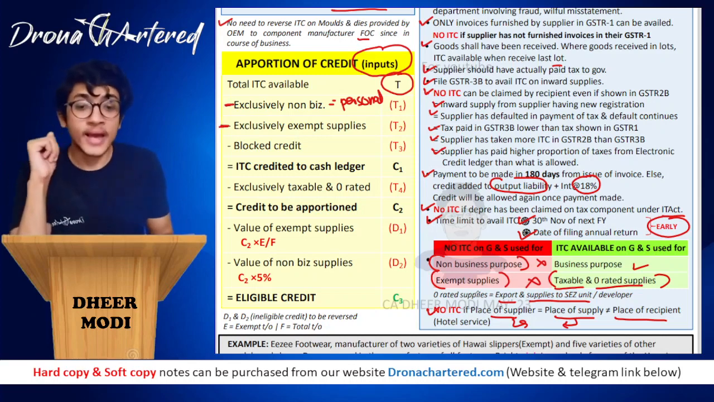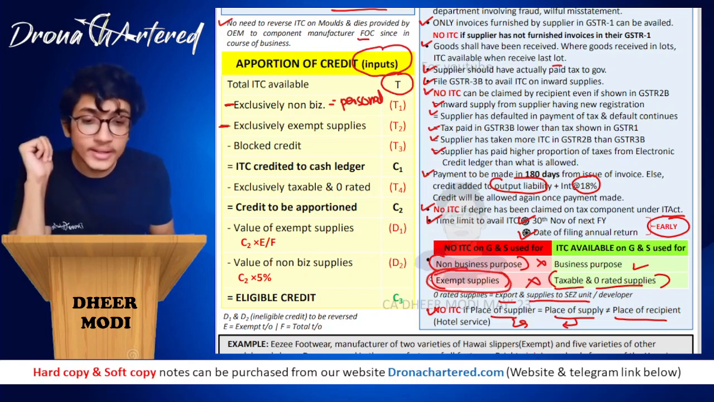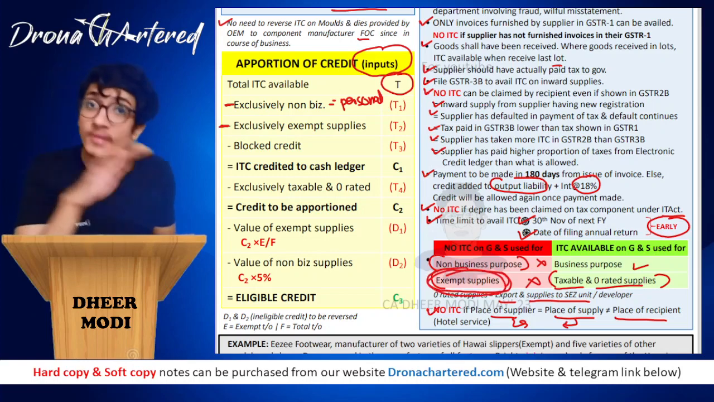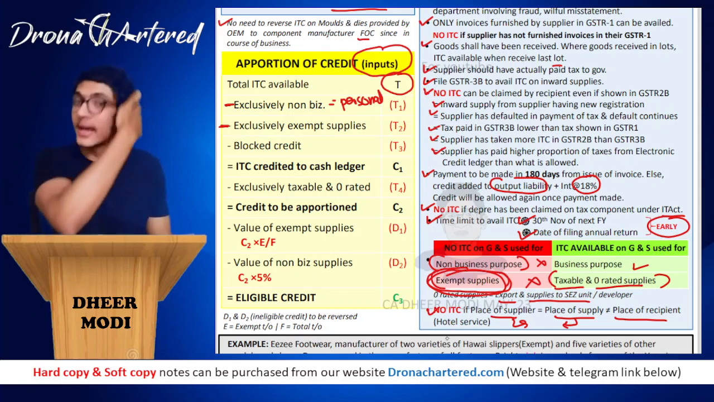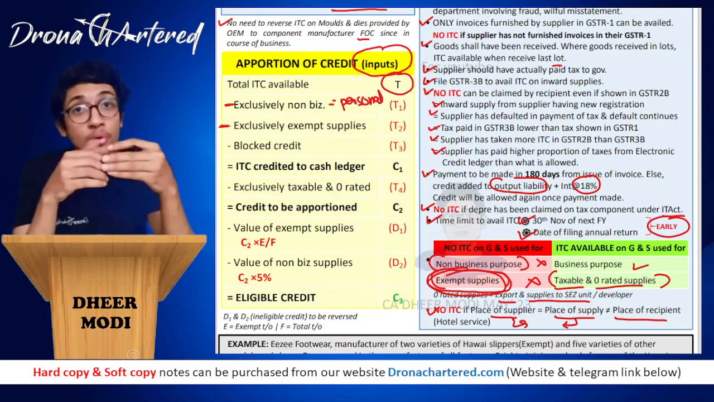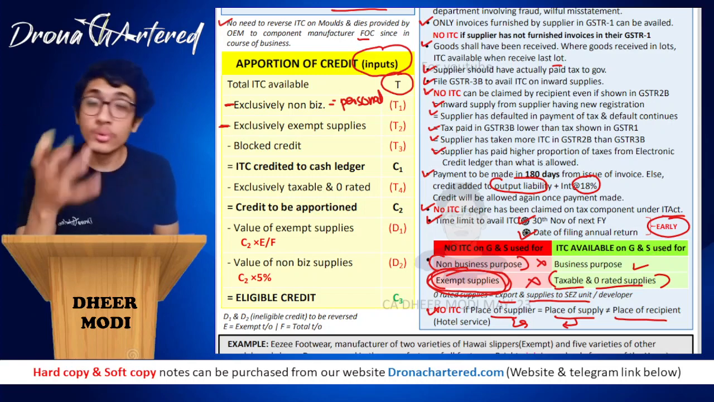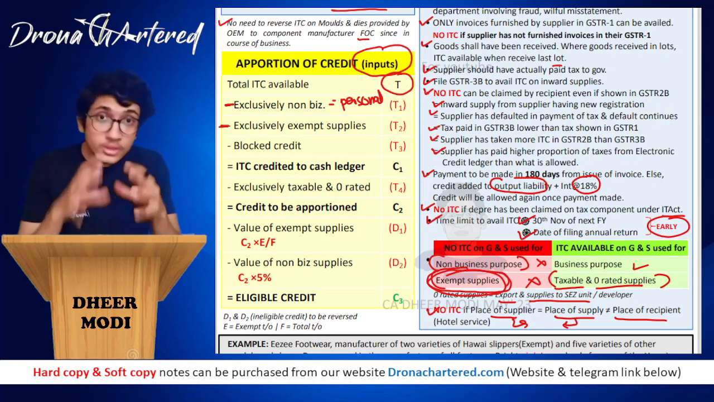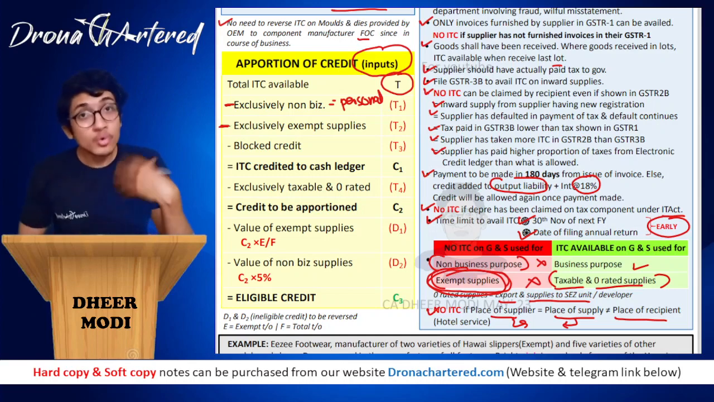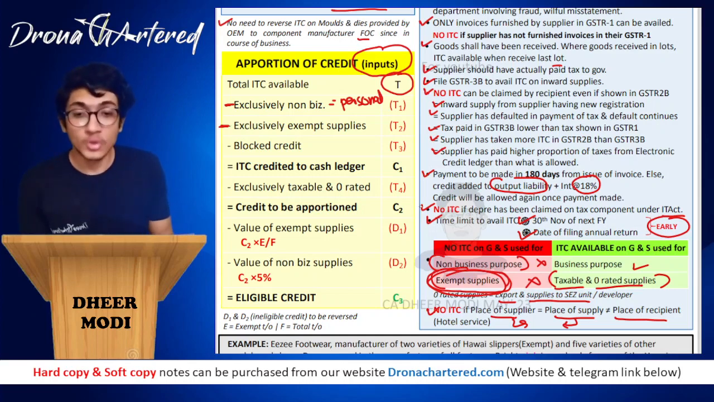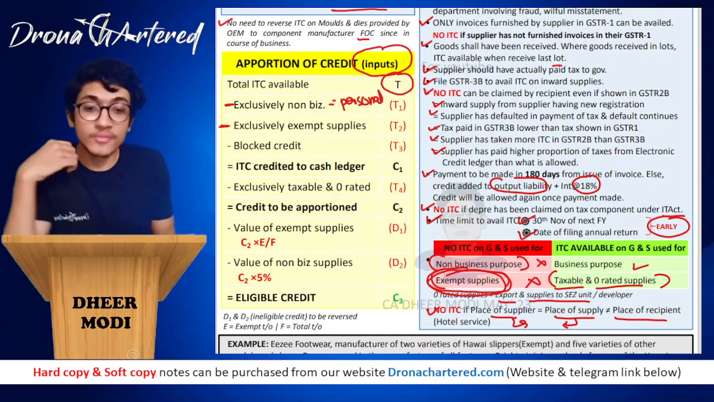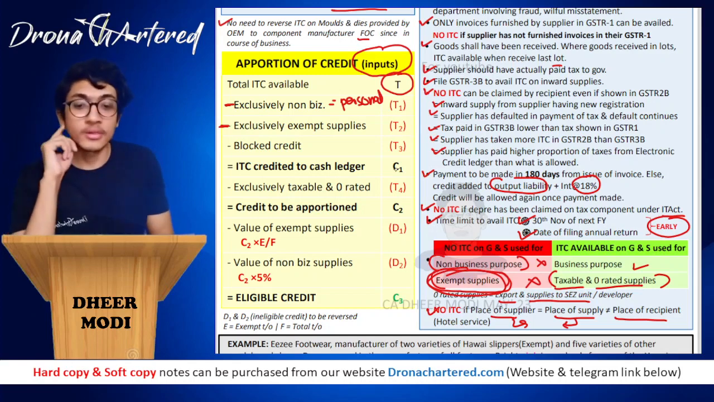Exclusively exempt supplies. As we already studied, there will be no ITC on exempt supplies. Therefore, we are straight away removing any tax that you have paid on inputs which are used to make exempt supplies. So you are reversing that ITC on the inputs that you are buying to produce exempt supplies. So this is your T2, and this also we have subtracted.